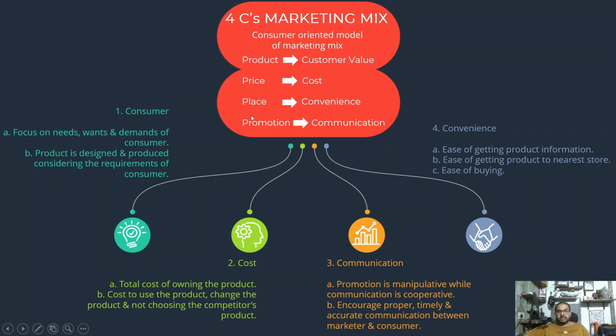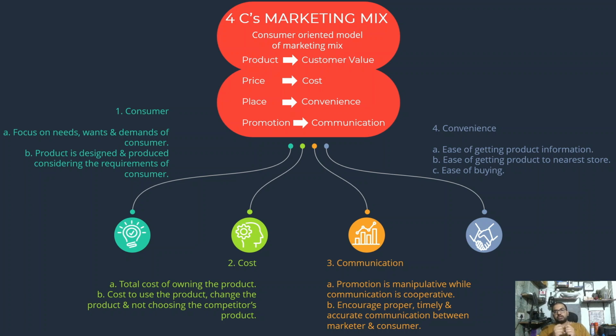Then place is replaced by the convenience. So when we talk about convenience, basically how easy it is to get the product information. You don't only need the product itself, but a consumer needs to get information about the product for himself or herself. That is, when you go to the website of the organization, then you should have a catalog of the product.